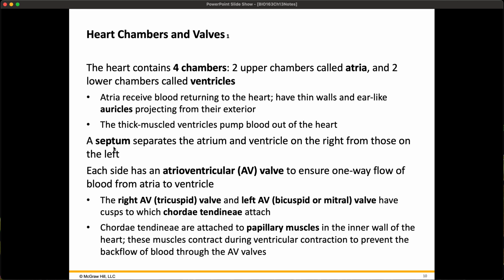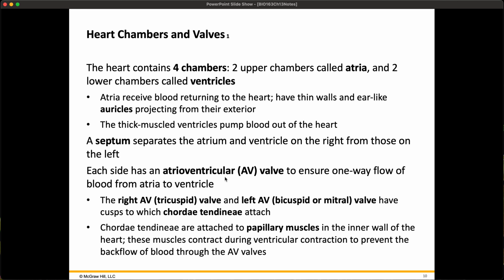Separating them is a septum. I'm sorry, the two halves of the heart. So the left and the right sides of the heart are separated by the septum. If you have seen me, I have my septum piercing, so it's that thing in the middle. So it's not unique to your nose or unique to your heart. It's just a description of a structure.